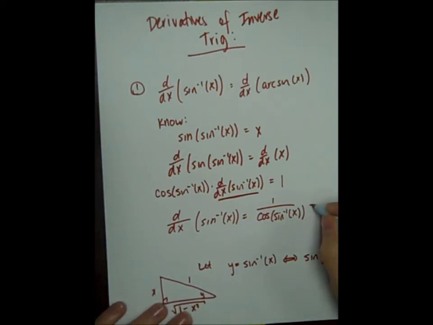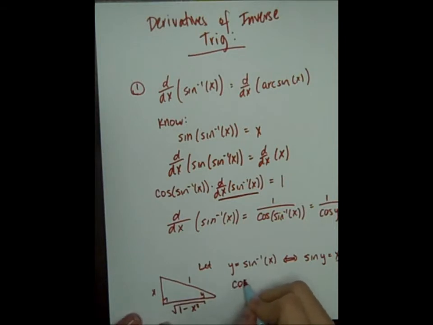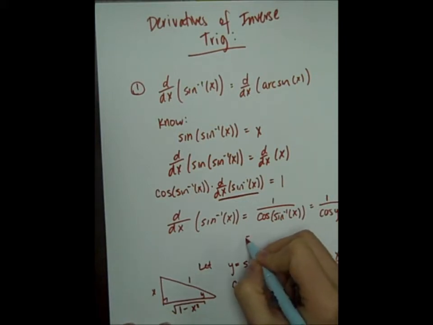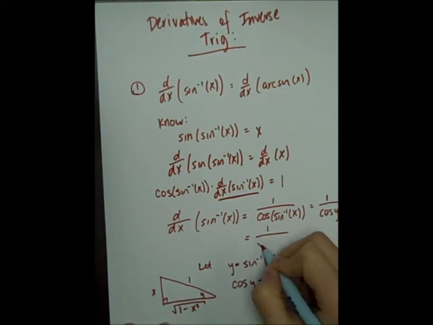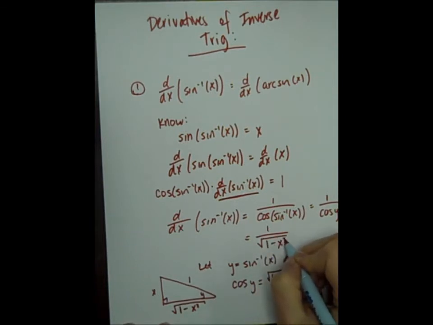So now what I've done is I've just rewritten this as 1 over cosine y, because I said that y was the inverse of x. What is cosine of y in the triangle that we just drew? Well, that's adjacent over hypotenuse. So square root of 1 minus x squared over 1, which is just the square root of 1 minus x squared. Which means this is 1 over square root of 1 minus x squared.